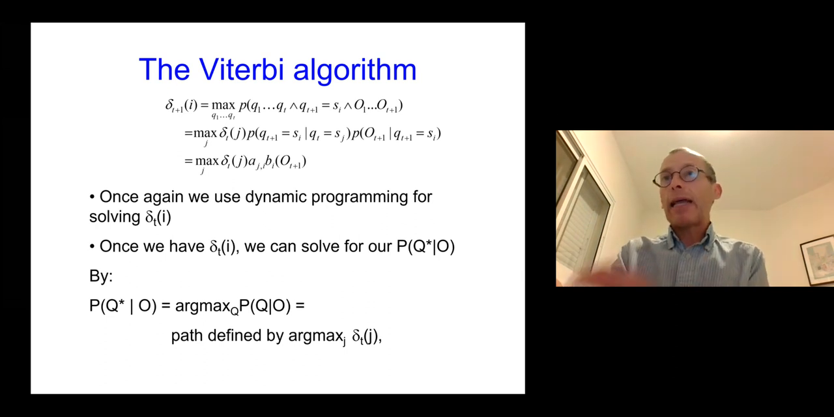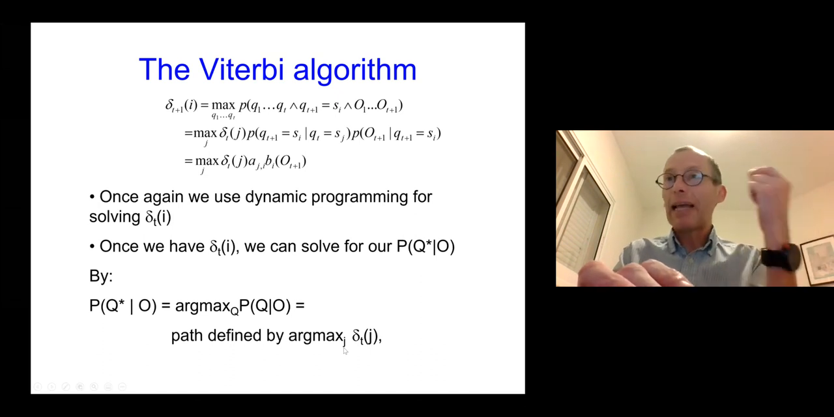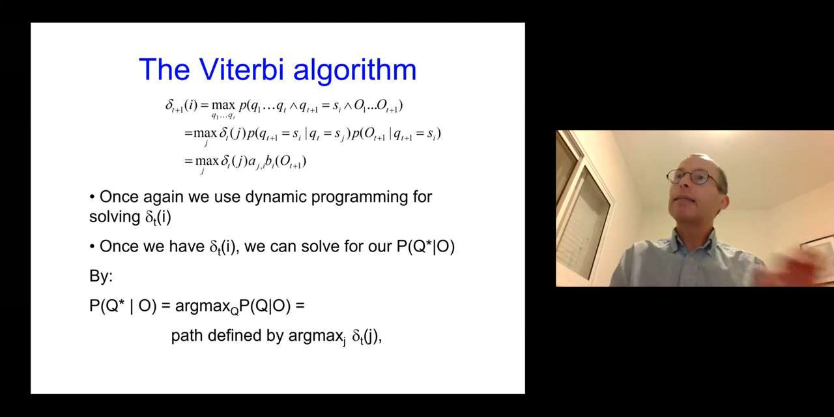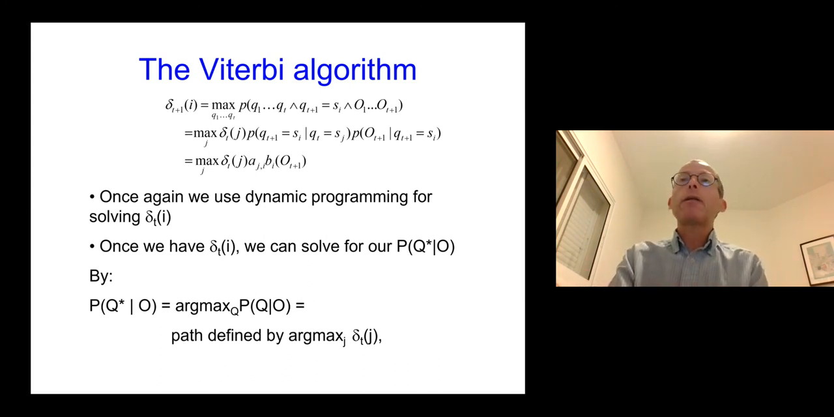This thing here is defined by the state that maximizes the last value of delta T. We find that, we backtrack, and we find the set of states. As I said, this set of states is not necessarily the only set of states that leads to this value, but there is no other set of states that leads to a higher one. That's the thing. This is called the Viterbi algorithm, even though it's just a dynamic programming algorithm, but it's a very important one. It's used a lot in inference. Basically, this is usually one of the major inference tasks in hidden Markov models.